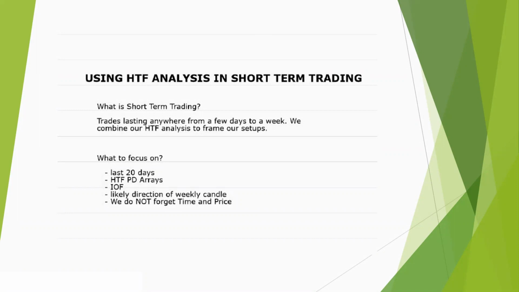So the main thing that we want to focus on primarily is going to be the last 20 days of price action generally. Now there are exceptions and we sometimes do have to look back further, but generally it's going to be the last 20 days. And we're going to be looking at our higher time frame PD arrays. So we're going to be looking at our weekly and monthly and daily order blocks, fair value gaps, and so forth. What we're trying to do is look at our institutional order flow and determine the likely direction of the weekly candle, whether it's the present week or the next week.